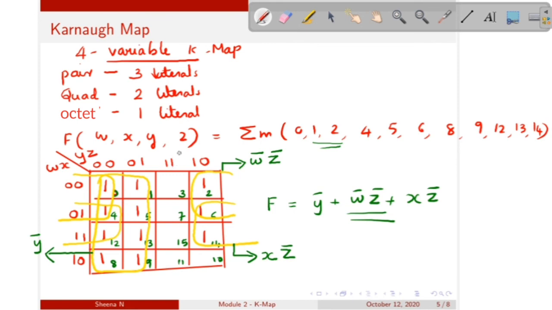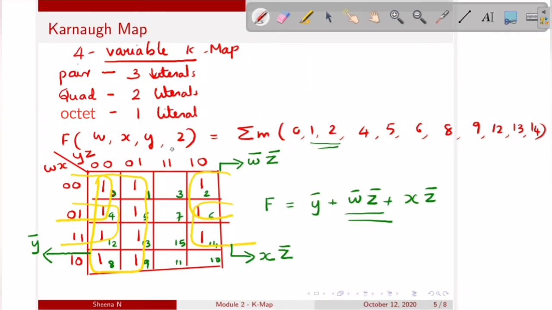So this is the procedure for minimizing a 2 variable, 3 variable and a 4 variable Boolean function in SOP form using K-map. This is a very important topic, and we will use this minimization technique while designing digital circuits. So practice it with these questions.